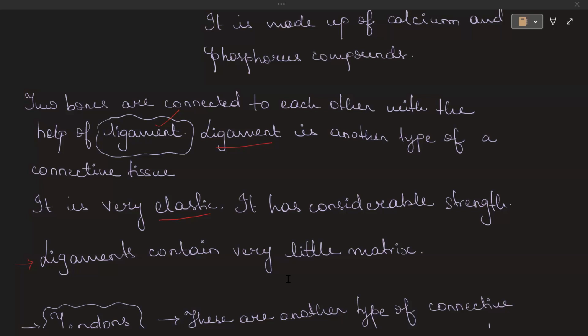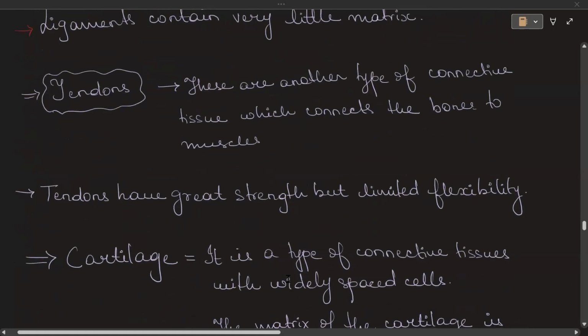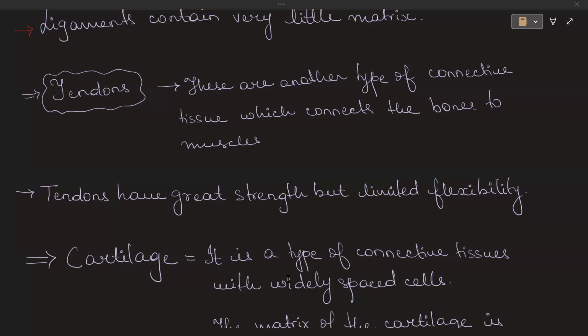Apart from that, the ligaments contain very little matrix. Now, let us talk about the tendons. Tendon is another type of connective tissue and it connects the bone to the muscles. Bone to bone is connected by ligament. Bone to muscle is connected with the help of tendons.